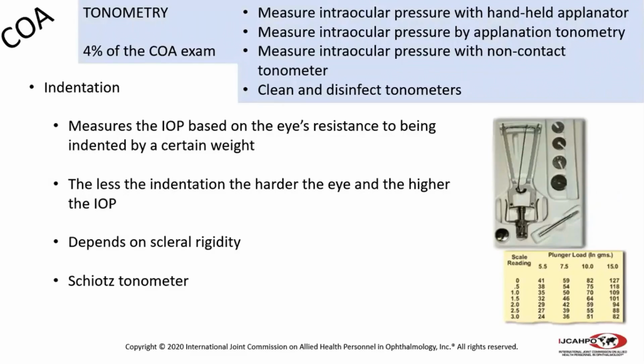Now moving on to tonometry, which is 4% of the COA exam. Measure intraocular pressure with handheld applanation tonometer. Measure intraocular pressure by applanation tonometry. Measure intraocular pressure with non-contact tonometer, and clean and disinfect tonometers.